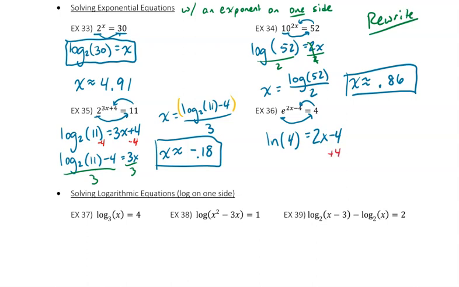So if we add 4 to both sides, we have ln of 4 plus 4 equals 2x. Then we can divide both sides by 2. We get x equals ln of 4 plus 4 all over 2. Again, plug this in your calculator. Any scientific calculator should be able to easily get this one plugged into it. And you should be getting x is approximately 2.69.